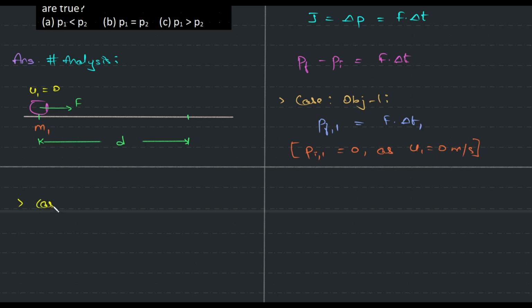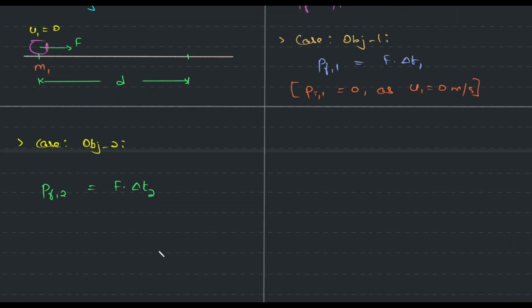We have the case wherein we have object 2. The final velocity is there, but the initial velocity is 0. Force is same, and delta T2. You guys agree T2 will be different? The times will be different? Yes or no? Okay, I'll be asking that question actually. I'm not explaining that part for a reason. So initial momentum of this also is 0 as its initial velocity is 0.